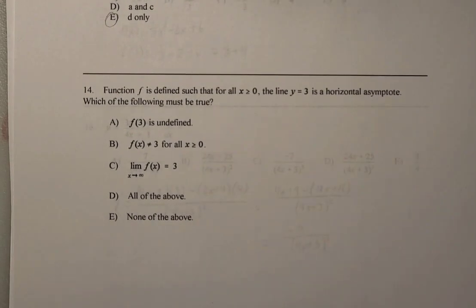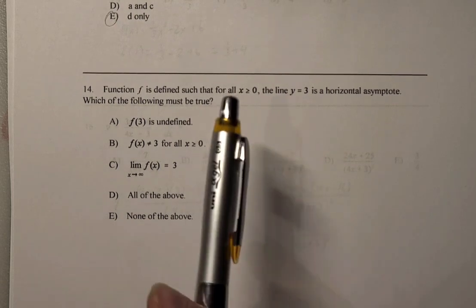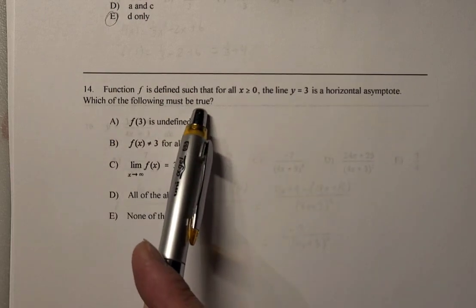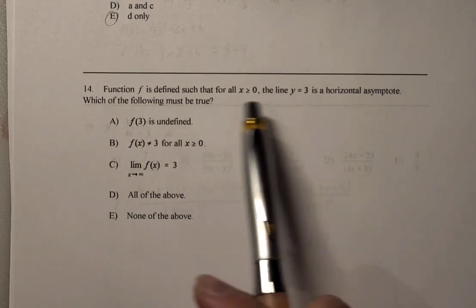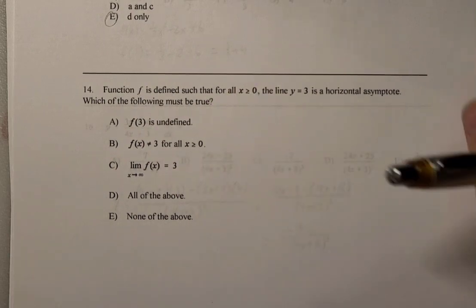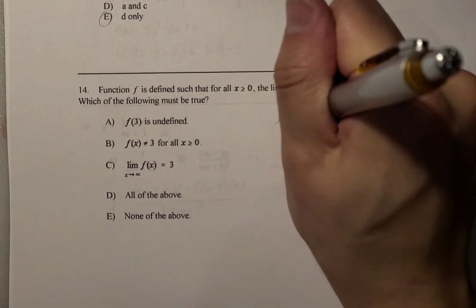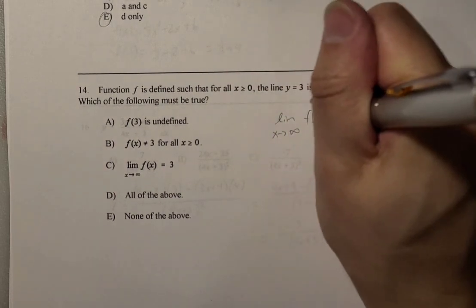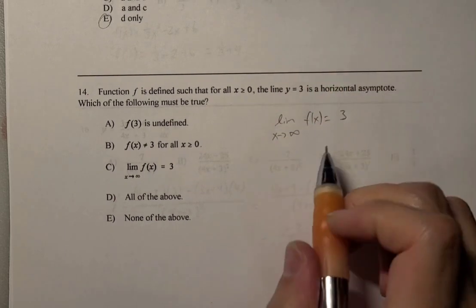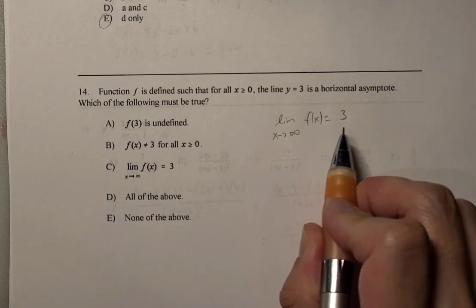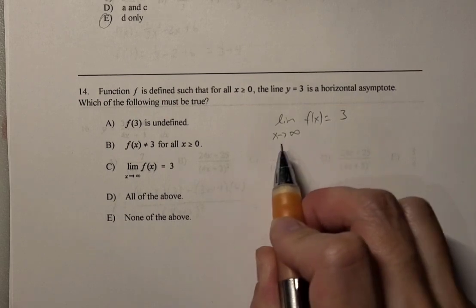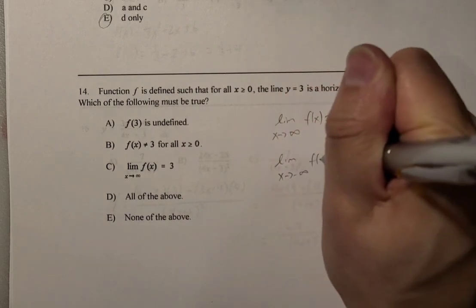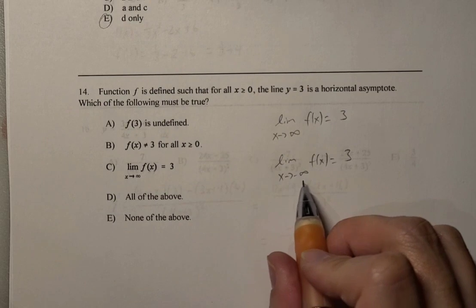Okay, last one for this part. Function f is defined such that for x greater than or equal to 0, the line y equals 3 is a horizontal asymptote. Which of the following must be true? If it's a horizontal asymptote, then hopefully you remember the limit notation. The limit as x approaches infinity, or even negative infinity, but let's do infinity first, is 3, because it's an asymptote. As x gets bigger and bigger, it will get close to 3, so when we take the limit, it'll approach 3. And similarly, since it didn't explicitly say, as x approaches negative infinity, it should also be 3.